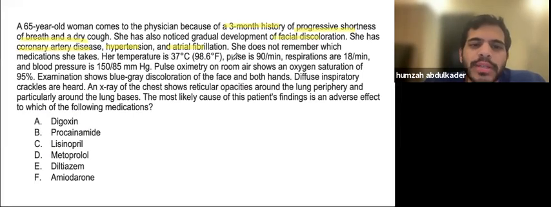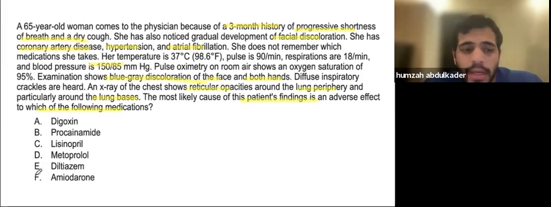Her temperature is 37, pulse is 90, respiration is 18, blood pressure is 150 over 85. Pulse oximetry on room air shows oxygen saturation of 95. Examination shows blue-gray discoloration of the face and both hands. Diffuse inspiratory crackles are heard. An X-ray of the chest shows reticular opacities around the lung periphery and particularly around the lung bases. Most likely cause of the patient findings is adverse effect towards the following medications.